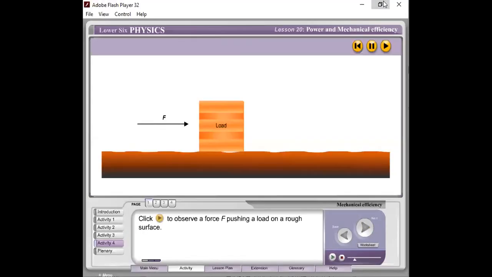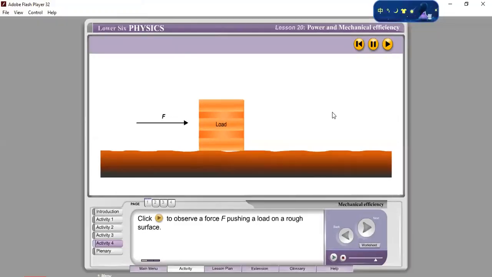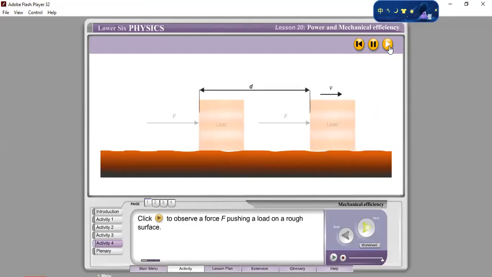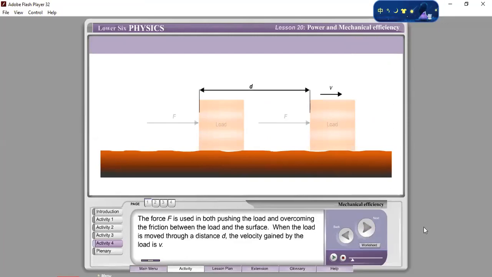Click the play button to observe a force F pushing a load on a rough surface. The force F is used in both pushing the load and overcoming the friction between the load and the surface. When the load is moved through a distance d, the velocity gained by the load is v. The work input is the force times the distance through which the load moves. The useful work output is the gain in kinetic energy of the load.